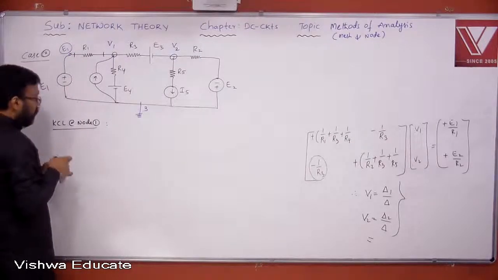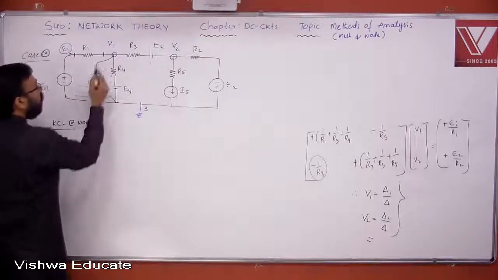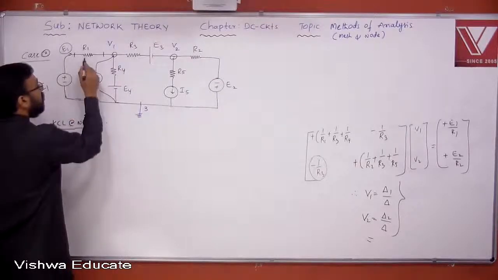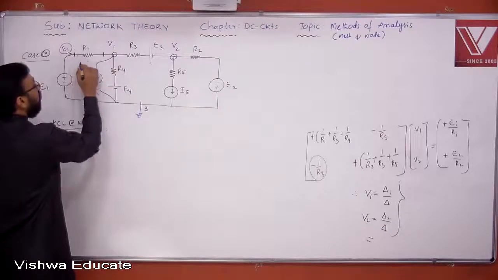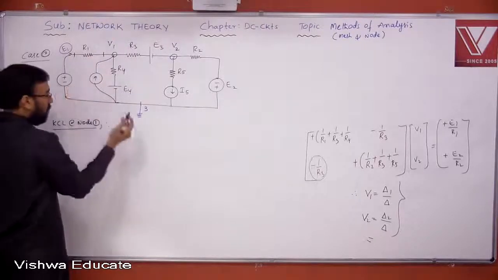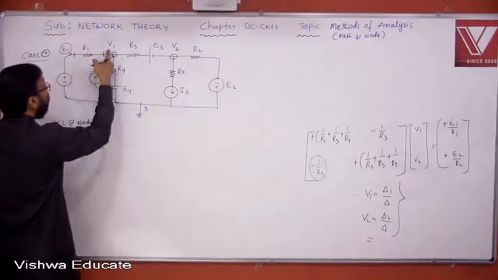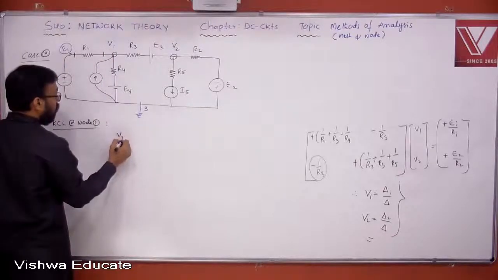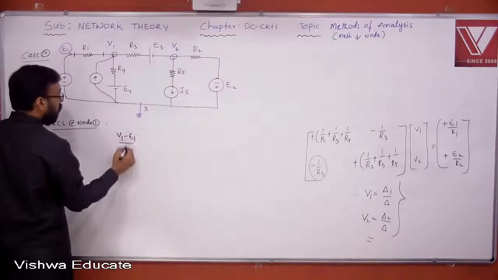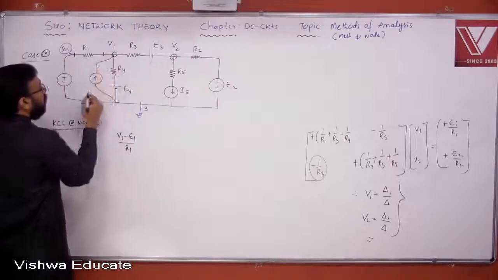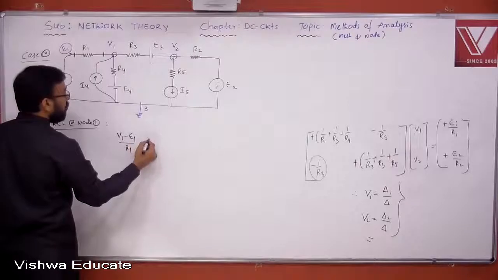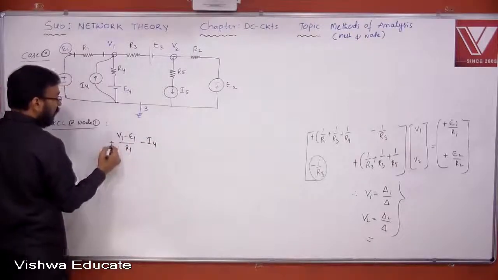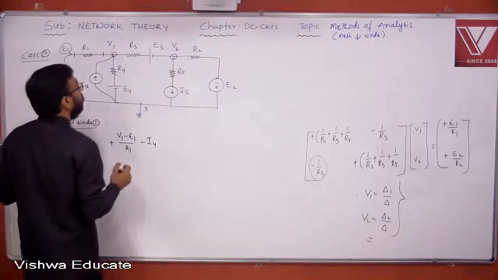Now, in whichever path you are trying to find the current, first identify the resistor, find the potential difference across it. That is V1 minus E1 divided by resistance. That will give you current. So what is the current flowing here? V1 minus E1 by R1. What is the current here? Please write down here, this is I4. What is this? Entering current, minus I4. Now I am following leaving current positive, entering current negative.